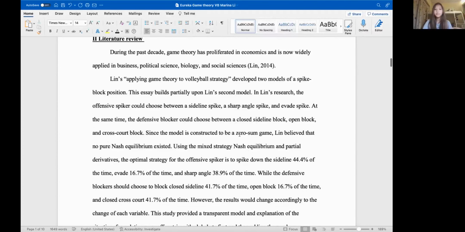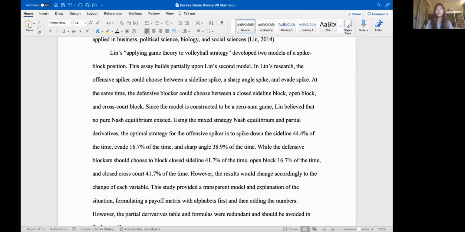So in her research, basically, the offensive player in the first model could choose to spike down in a straight line or cross court, while the blocker could choose to block in the straight line or cross court. And in her second model, the offensive player could choose a sideline spike, a sharp angle spike, or an evade spike, while the defensive blocker could choose between a closed sideline block, an open block, and a cross court block.